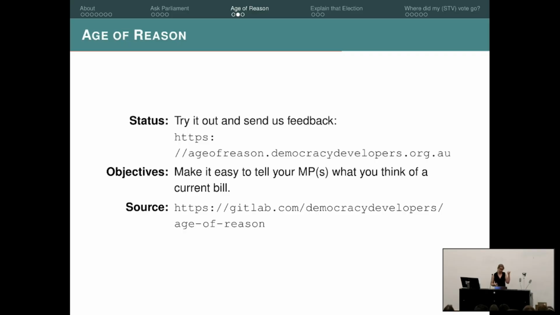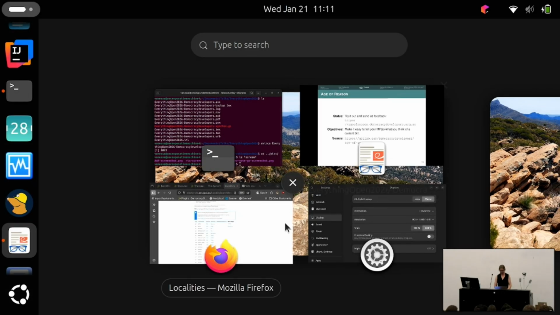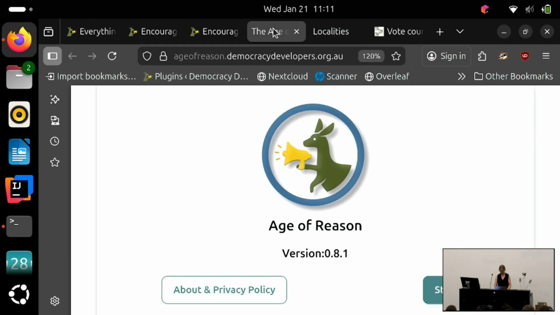So this is functional now. If you've got the slides in front of you, you can go to this URL, ageofreason.democracydevelopers.org.au, and you can try it out. We'd love to hear what you think. We are going to try an actual live demo right now.